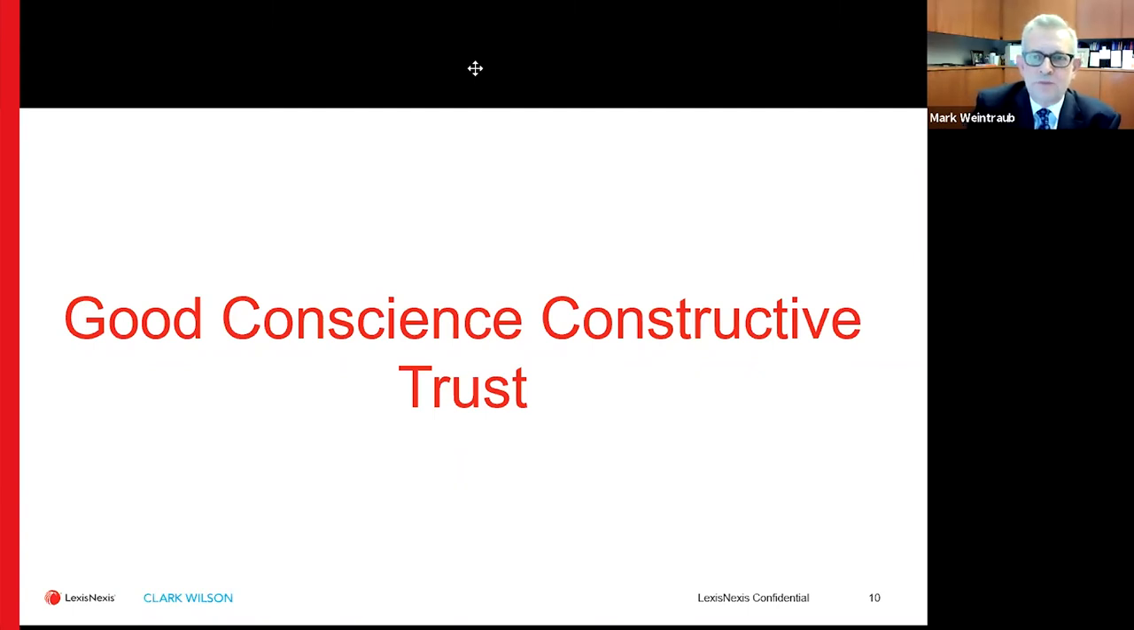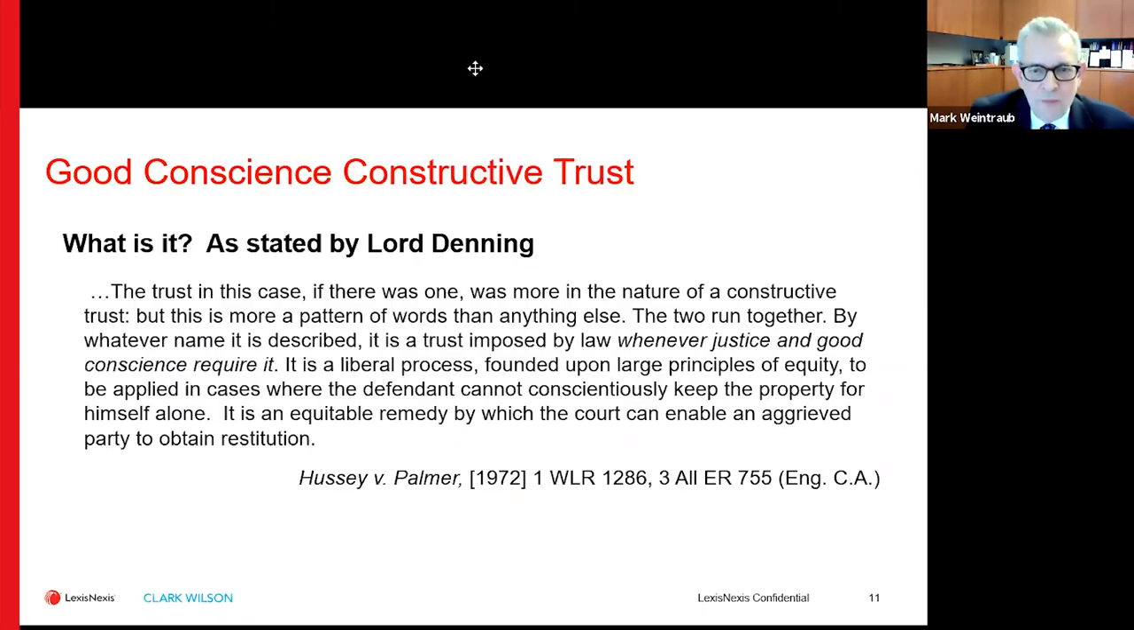So the point of this brief presentation is to sketch out some of the main points. It's somewhat of a novel cause of action in the estate context, and we will be publishing a more complete analysis in the upcoming edition of the BC Advocate. But for today's purposes, we'll just sketch out a few of the points. So let's get to a definition of the good conscience trust with a fulsome quote of Lord Denning in the important decision of Hussey against Palmer.